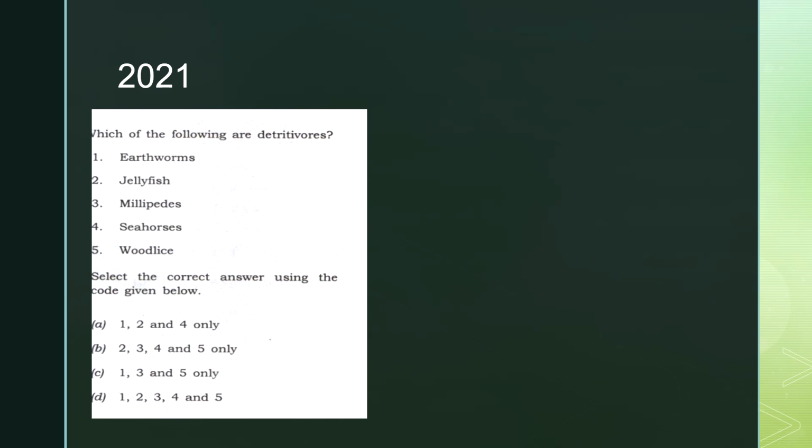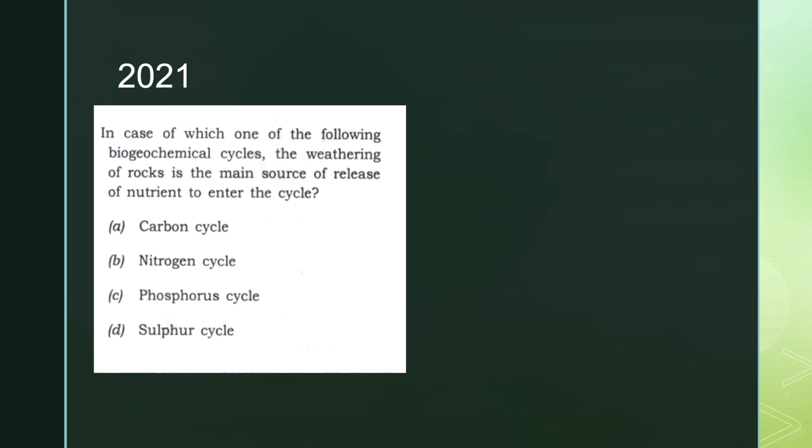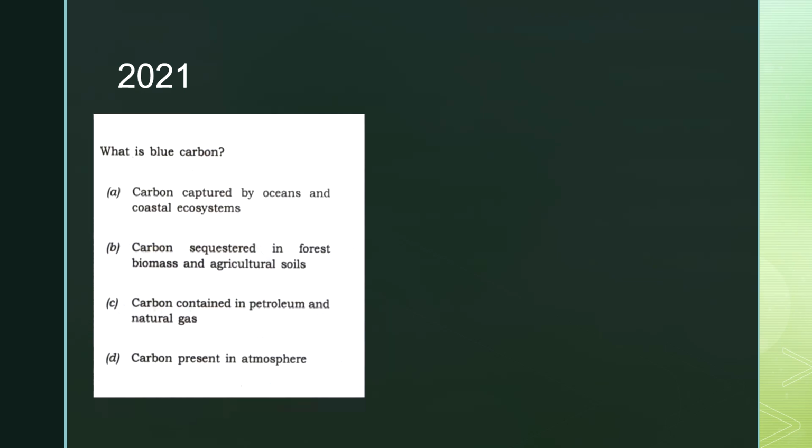Again, this question came in 2021. Which one of the following are detritivores? Earthworm, jellyfish, millipedes, seahorses, woodlice. Eliminate the seahorses. We are left with the option C. In which one of the following biogeochemical cycles is the weathering of rocks the main source of release of nutrients to enter the cycle? The answer is phosphorus cycle. A fundamental question from the basic books.